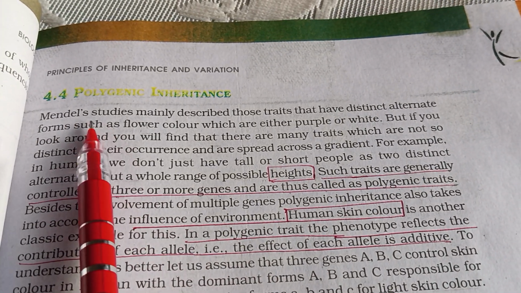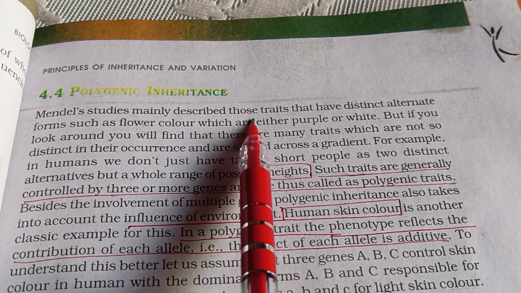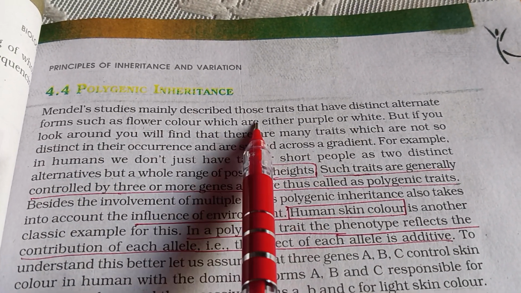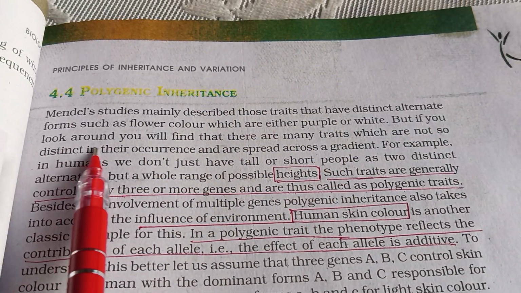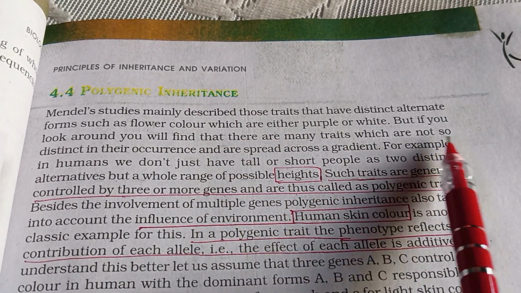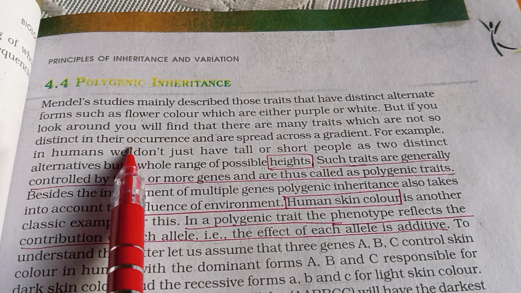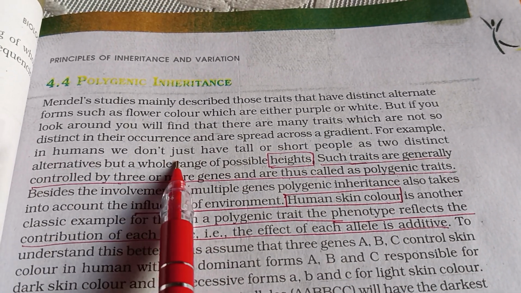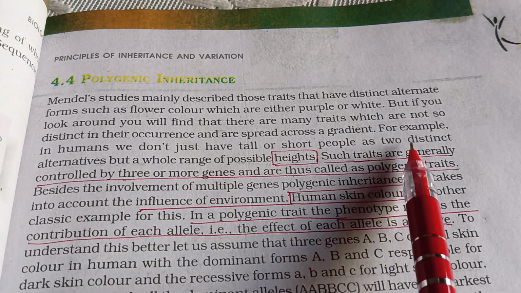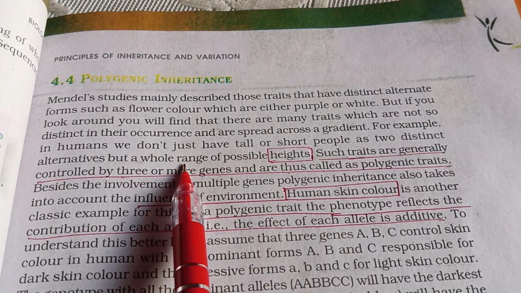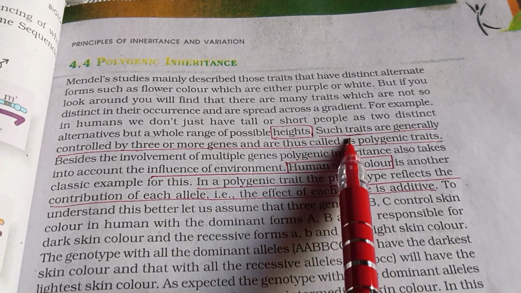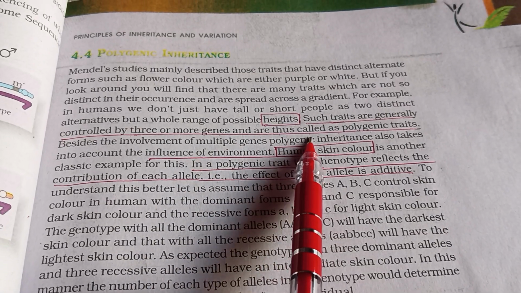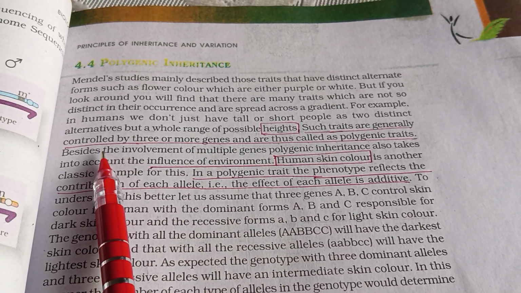So, polygenic inheritance. Mendel's studies mainly describe those traits that have distinct alternative forms, such as flower color, which are either purple or white. But if you look around, you will find that there are many traits which are not so distinct in their occurrence and are spread across a gradient. For example, in humans, we don't just have tall or short people as two distinct alternatives, but a whole range of possible heights. Such traits are generally controlled by three or more genes and are thus called polygenic inheritance.